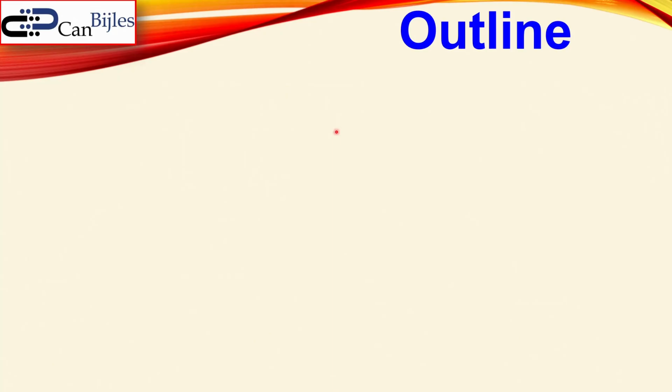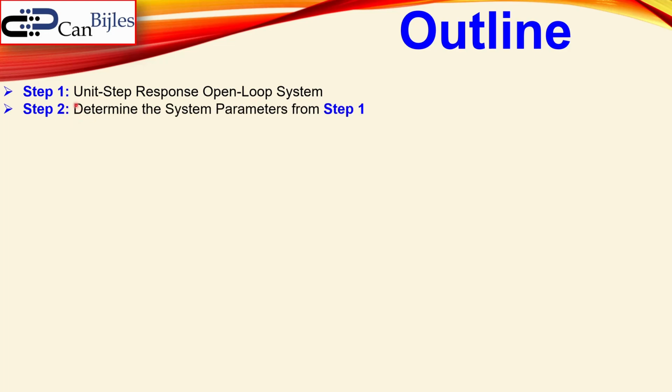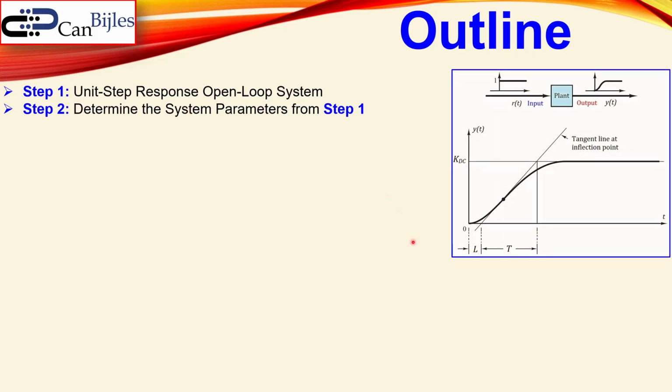We have several steps. I covered this in steps to move in a structured way. The first step is to look at the unit step response in the open loop system configuration. So we will see shortly what it all means, and we will then determine from there the system parameters. Now you see here a very simple setup. We see the input signal applied to a plant, which can be anything. We have this unit step input, and we have the response, which is here an overdamped response.